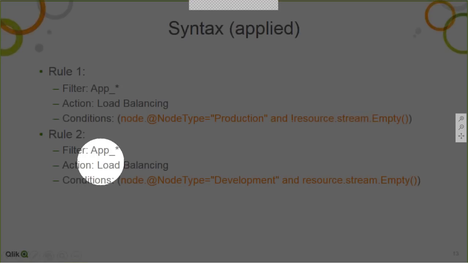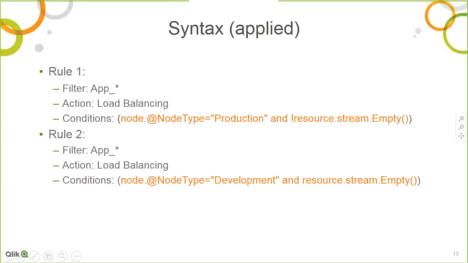Rule 2, we have app_star load balancing node type equals development. So we have another custom property assigned to the servers, and the resource stream is empty. So this is unpublished applications. We're sending unpublished applications to a particular node or set of nodes. You can have all of the nodes assigned in the virtual proxy, but when the user clicks on the app, it goes to a particular server.